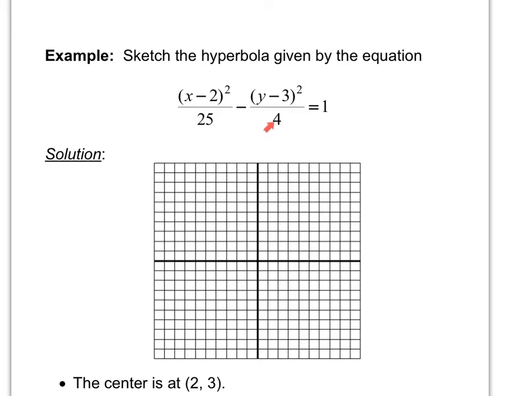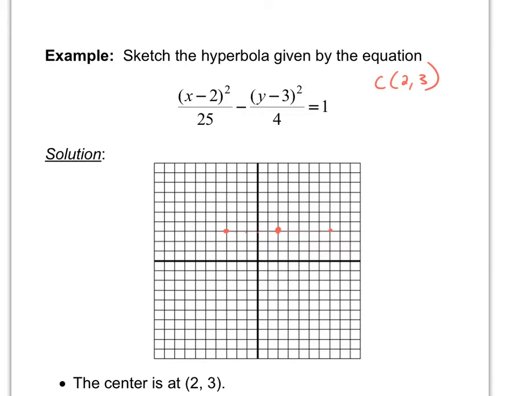But I first need to figure out where my center is. My center for this graph is going to be at the point (2, 3), because we need the opposite of this number for the x-coordinate and the opposite of this number for the y-coordinate. So I'll graph the point (2, 3), and that's my center. From there, I'm going to go 5 units to the right, put a little dot, 5 units to the left, put a little dot, and now I'm going to look at what's underneath my y quantity. That's going to tell me to go up 2 and down 2.